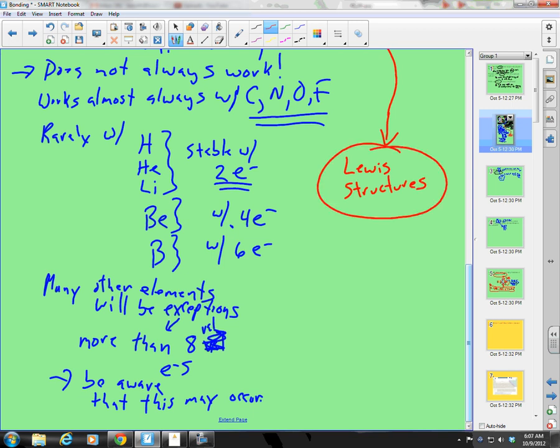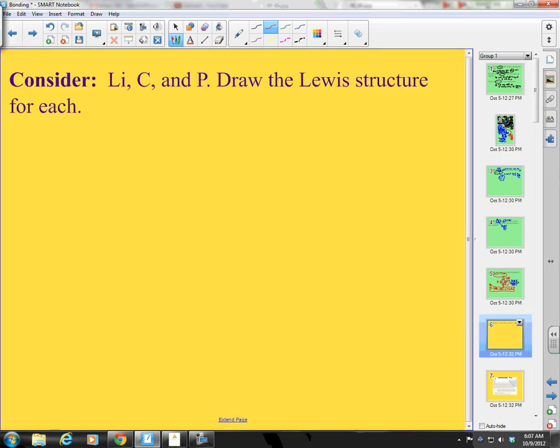Okay, so what are Lewis structures? Lewis structures are representations of valence electrons in atoms, ions, or compounds. They're just a representation of the valence electrons. Piece of cake. So let's look at these. What do we mean, valence electrons? Well, how many valence electrons does lithium have? Lithium, carbon, and phosphorus. Let's write those down.